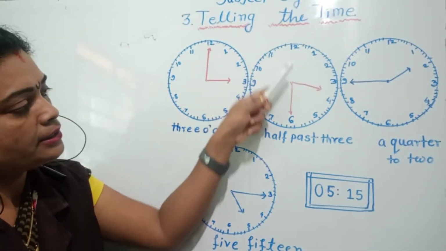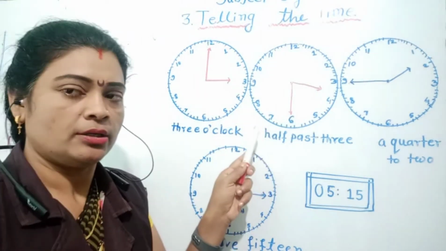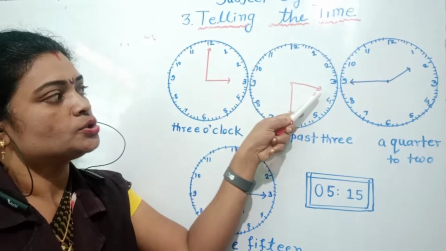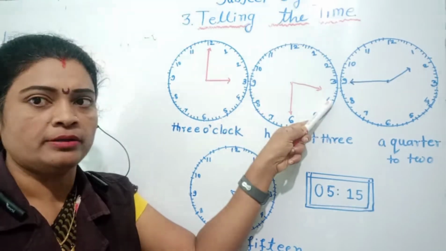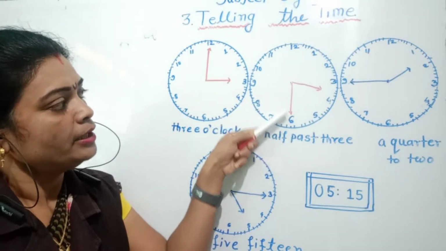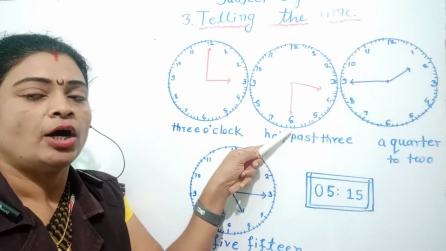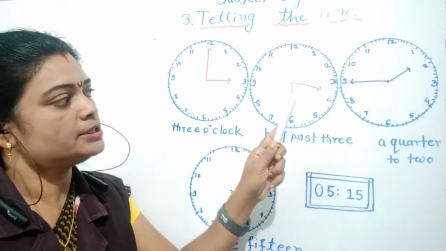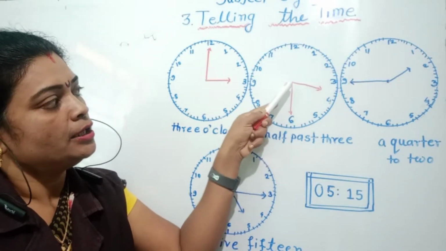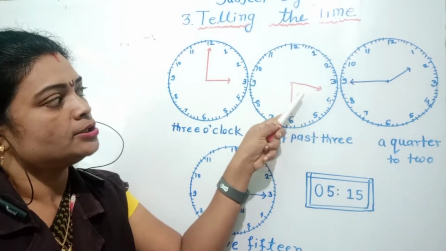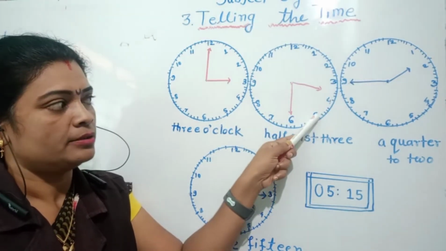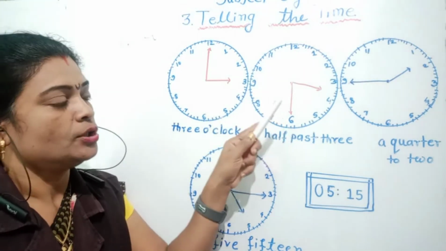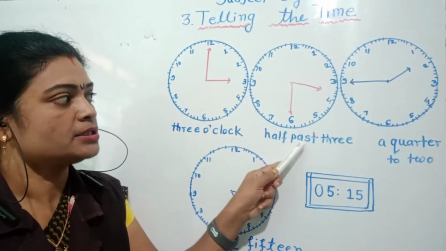Now see the second clock. Here the short hand goes in between 3 and 4, and the long hand goes to 6. How can you tell this time? It is 3:30. In the same way, we can also change the direction. Suppose the short hand is between 4 and 5, and the long hand reaches the number 6. Then we can say it is 4:30.